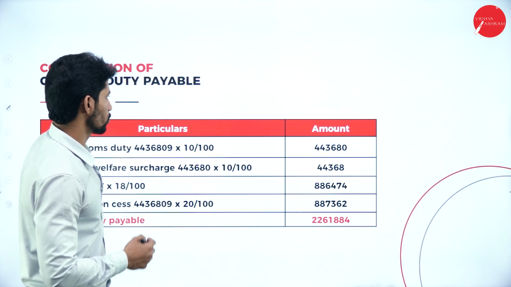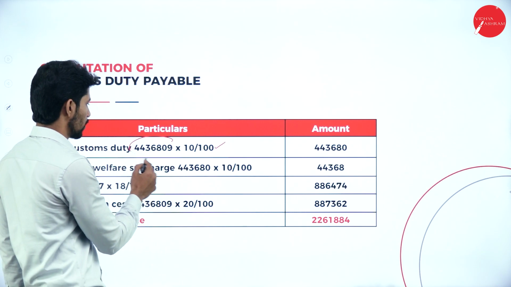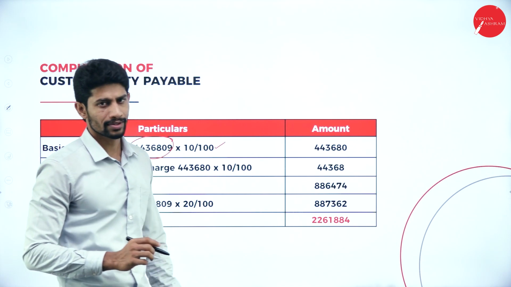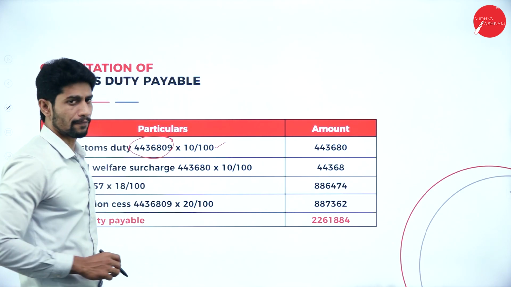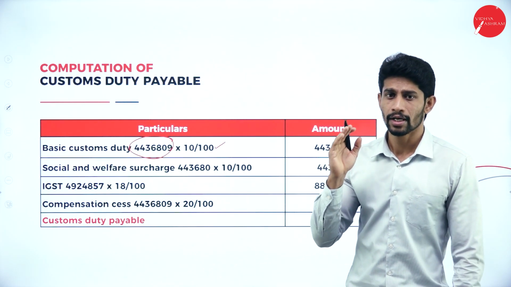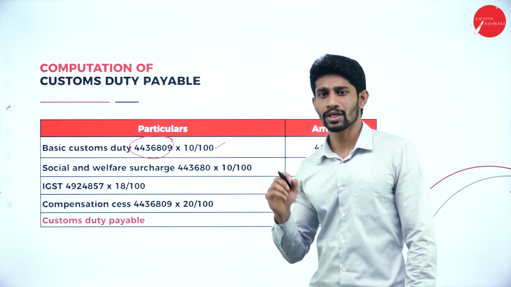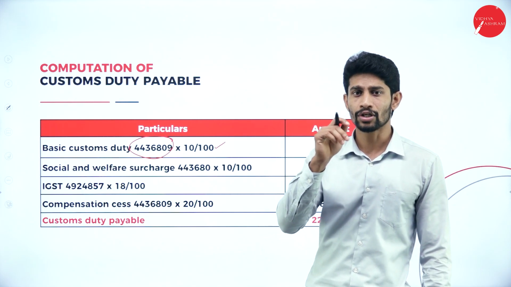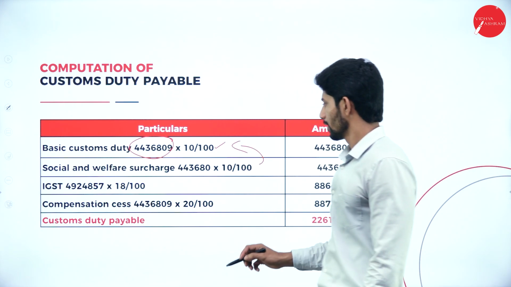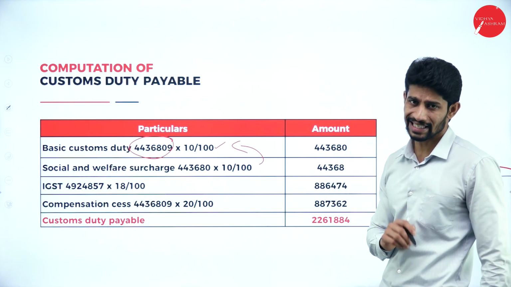So moving to compute the custom duty payable. So what is the basic custom duty? 10% on assessable value of 44,36,809. So you will get 4,43,680. Next, social and welfare surcharge. Yes, it is not given in the problem, but still it is compulsory that you are supposed to compute the social and welfare surcharge even though it is not given in the problem. So 10% on basic custom duty, that is 4,43,680 into 10%, you will get 44,368.